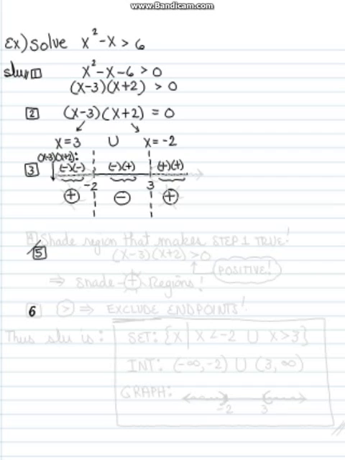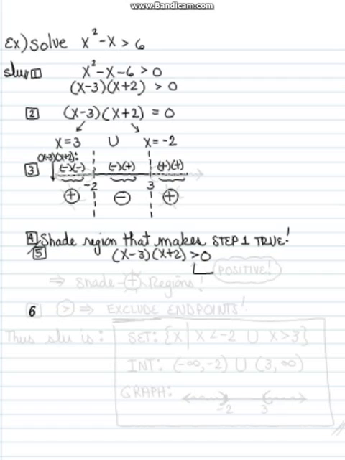So now we have in the circles in each region the sign of the product of the factors from step 1. Now step 4, shade the regions that make step 1 true. Well, step 1 concluded with x minus 3 times x plus 2 is greater than 0. So let's write this down. x minus 3 times x plus 2 is greater than 0.